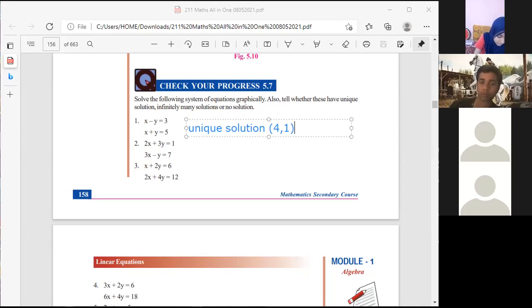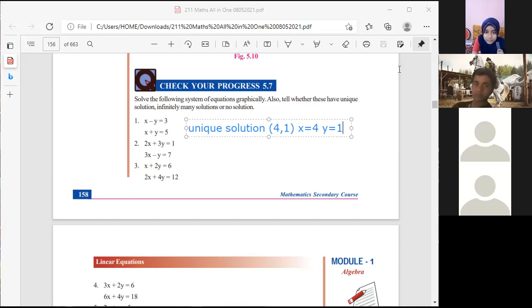So you can say 4, 1, and you can say x is equal to 4 and y is equal to 1. So this is how you are going to write your answer. Are you all understanding? Yes, teacher.